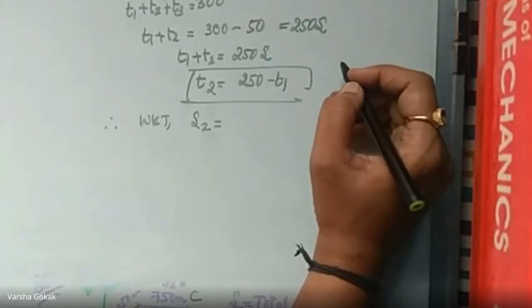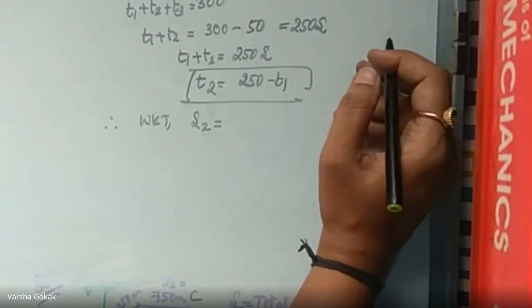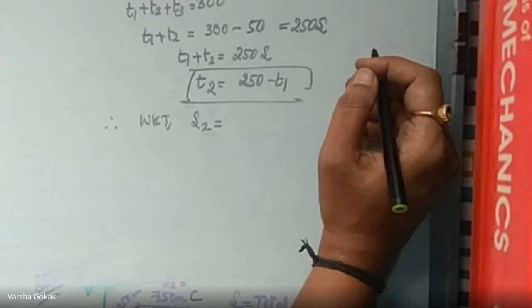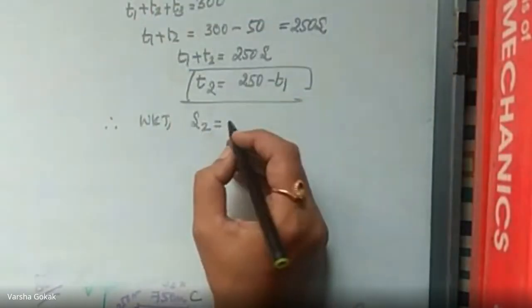Ma'am, why 50 seconds? No, I made a mistake while giving the question. T3 is 50 only. Make a change in the question. Okay, ma'am. Okay, T3 is 50 only. I wrote it as 60 when I was writing it the first time.